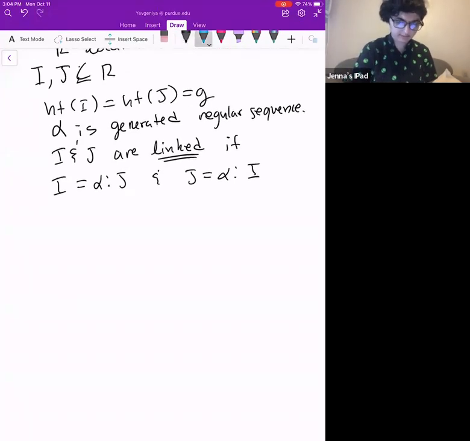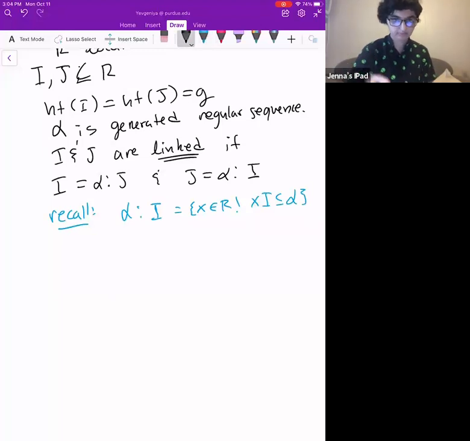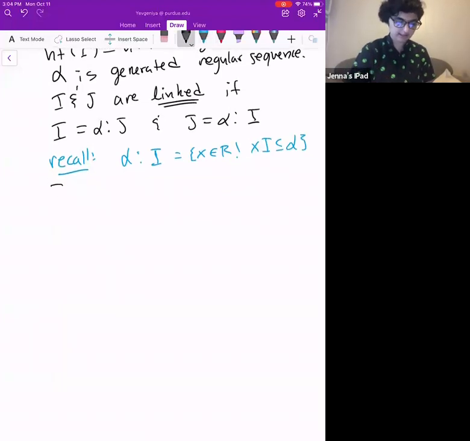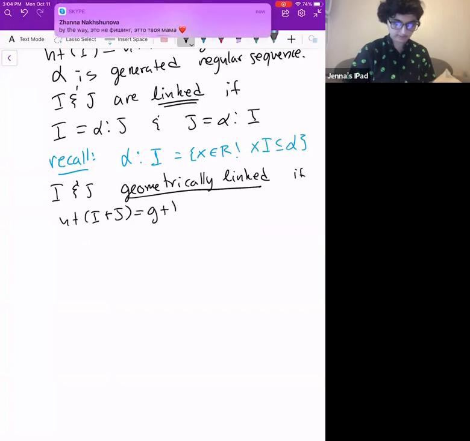Now, just as a reminder, recall the definition of a colon ideal. So alpha colon I is just the set of all x in R such that x multiplies I into alpha. And we can say that I and J are geometrically linked if the height of I plus J is equal to g plus 1.